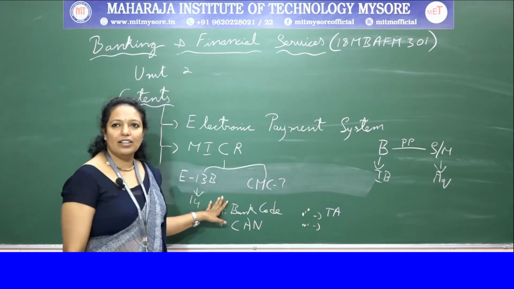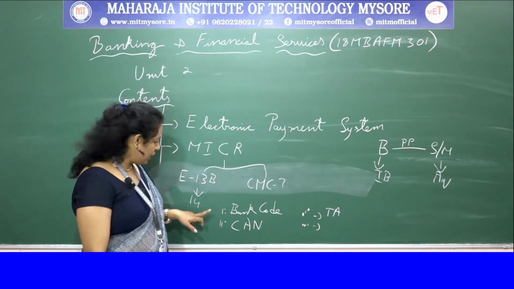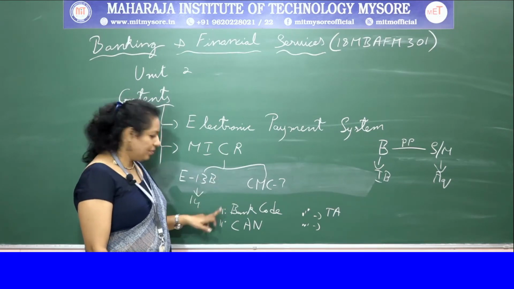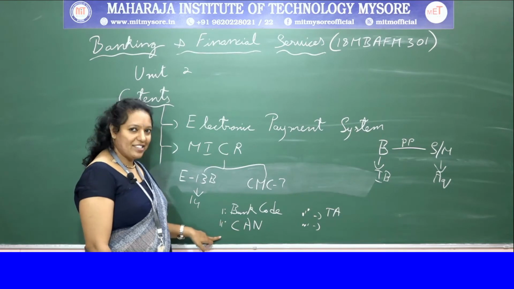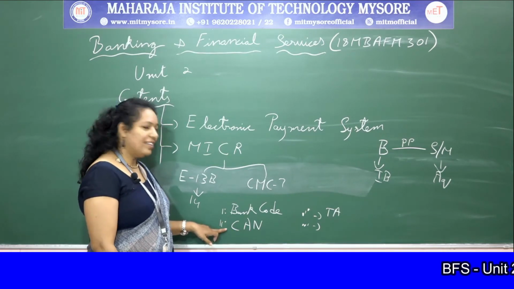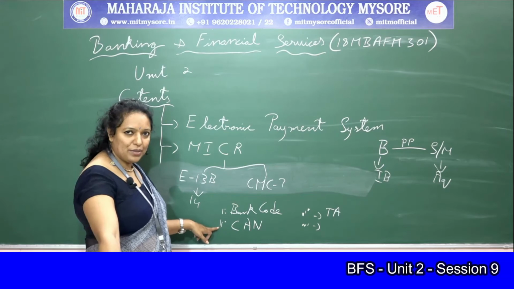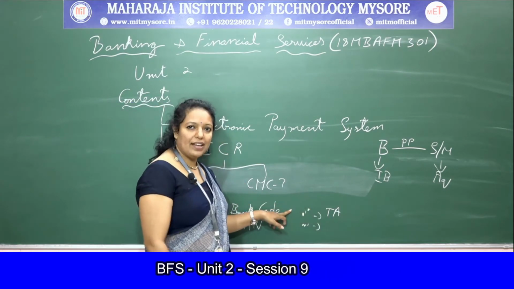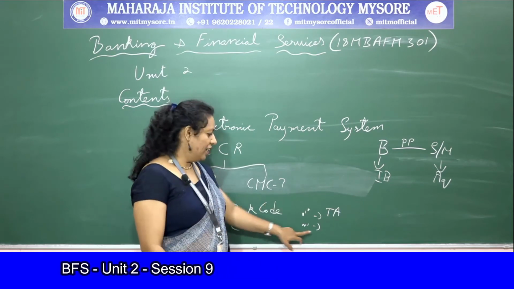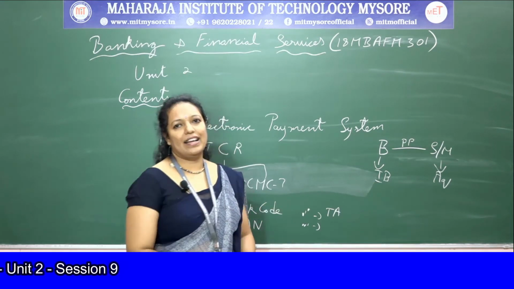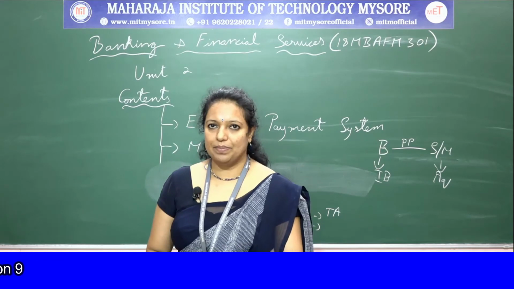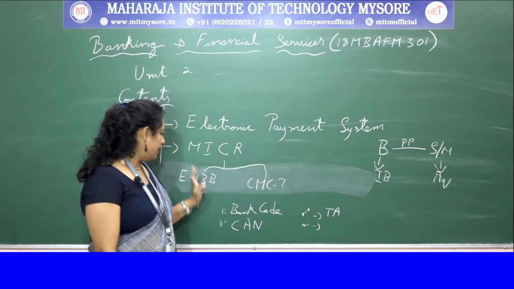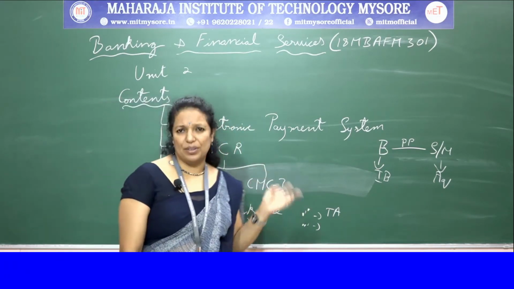That is the reason we call this transit. Account number is there, that's why we call it on-us. Then transaction amount is there, that's the reason we call it amount, and the last one we call dash, which is the routing numbers. Okay, this is the first way, that is E13B. Normally this only we use.